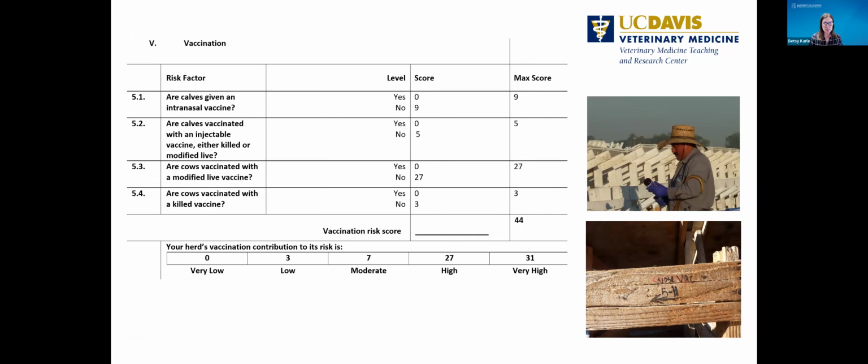Vaccination was also significant, specifically vaccinating cows. So you can see that has a maximum score of 27. Certainly some protection offered to those cows and transferred to colostrum was very important for managing risk of respiratory disease.